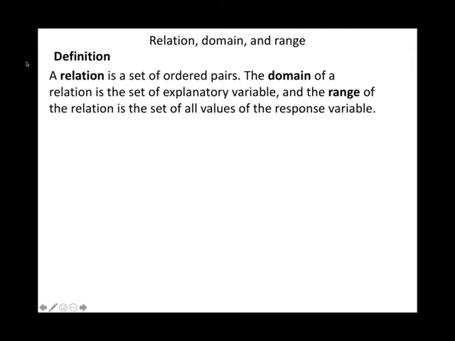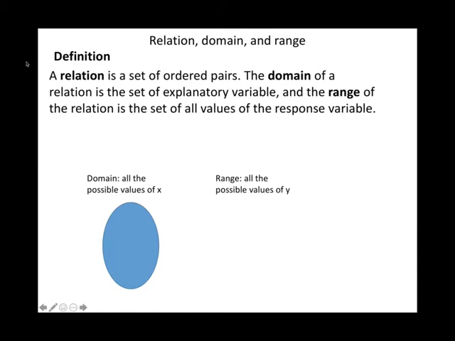The domain of a relation is the set of explanatory variables, and the range of the relation is the set of all values of the response variable. So when we're talking about the domain, we want to find out all the possible values of x. And for the range, that will be all the possible values of the y in here. And remember, for the x, we call this an explanatory variable, and for the y, that will be the response variable.